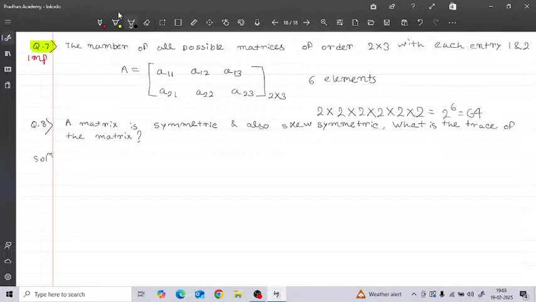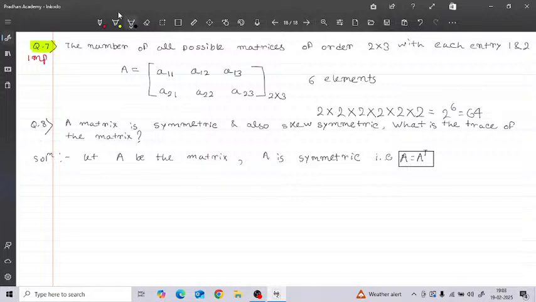Solution. Let A be the matrix. It is given that it is symmetric. So what does it mean? Symmetric means this matrix is equal to its transpose. If we take the transpose, the matrix will be equal to its original form. So it is our first given condition that A is symmetric.